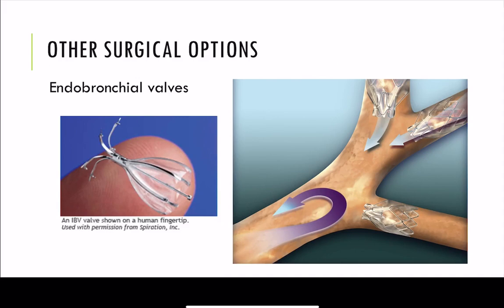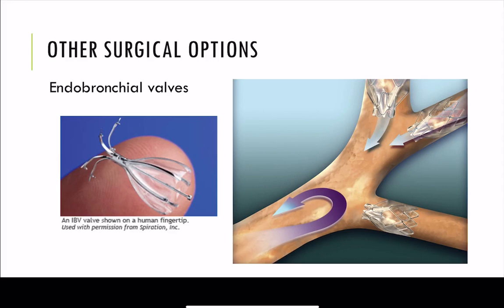Another really cool tool that they have to help patients are endobronchial valves. So endobronchial valves are a one-way valve. They get implanted with a flexible catheter through a bronchoscope, so this is minimally invasive. And it allows air out, but doesn't allow new air in.